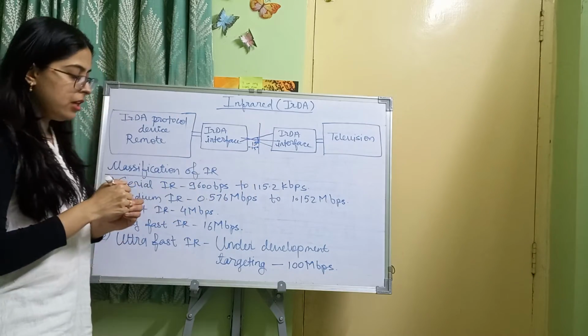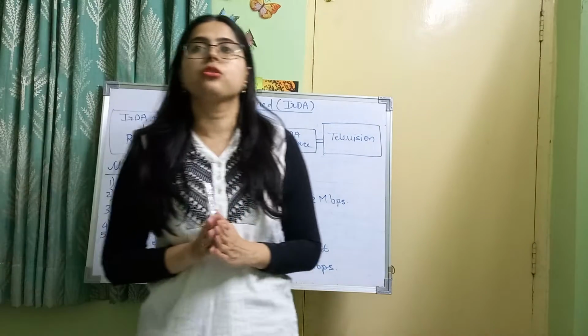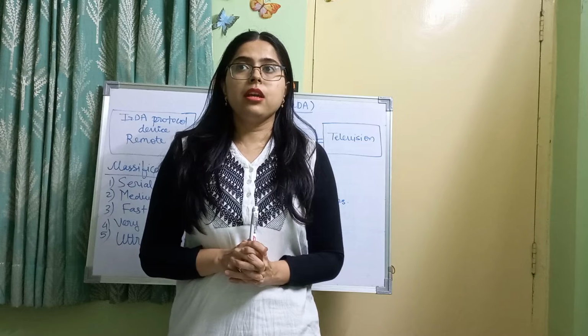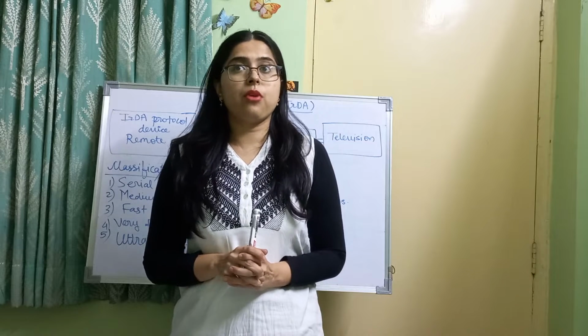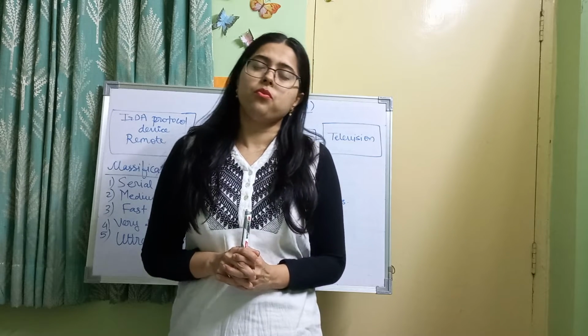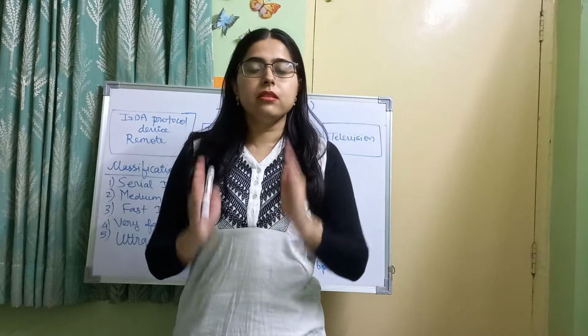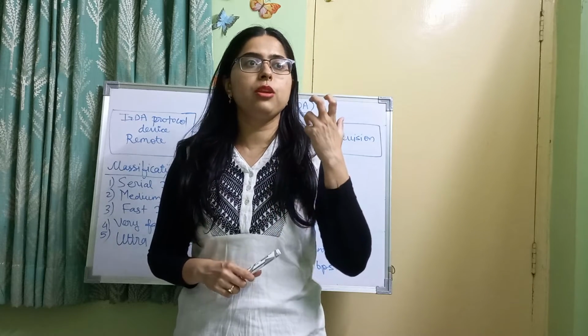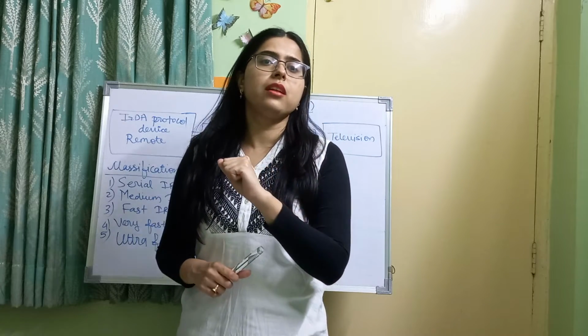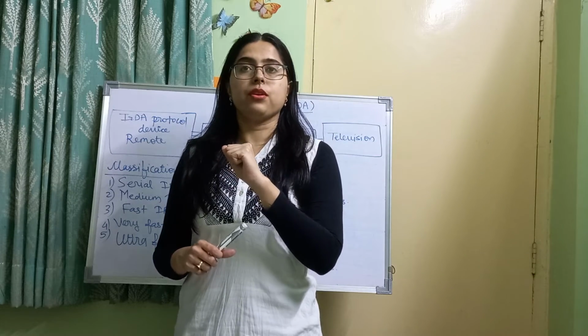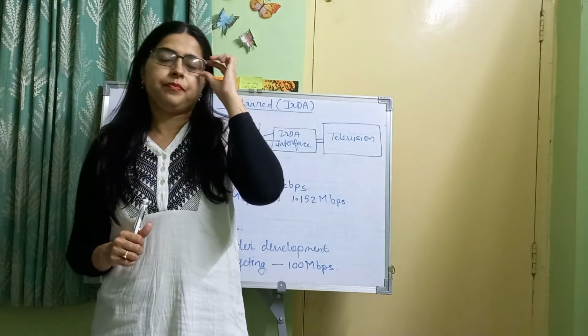So the angle which it makes while transmission is 15 degrees, and the range of transmission is from 10 centimeters to 1 meter. Since this is a wireless communication, there should be no obstruction between the transmitter and the receiver. I hope you have got it.